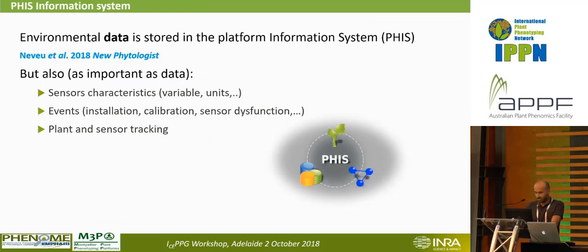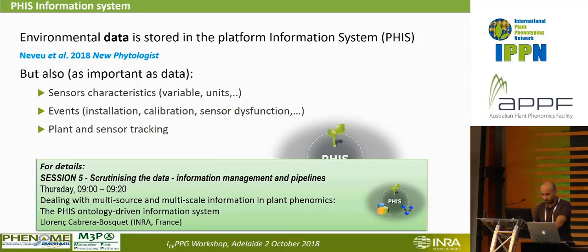And finally, this information has to be stored in a database, and this is what we do, but not only the data, we also store the sensor characteristics, so which variable we are measuring, which are the units that are used for this variable, and also the events, when this sensor has been installed, calibrated, if this sensor has a dysfunction, etc. And of course, where the plants and sensors are at each time. And for more details, I will be presenting our information system on Thursday. So welcome if you want to see more in detail.